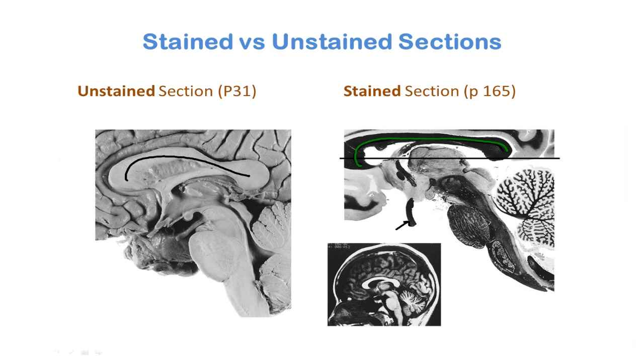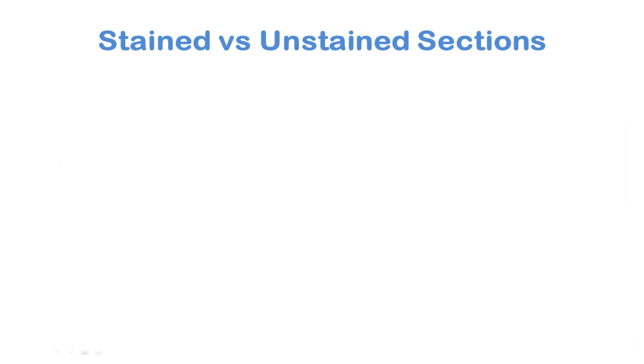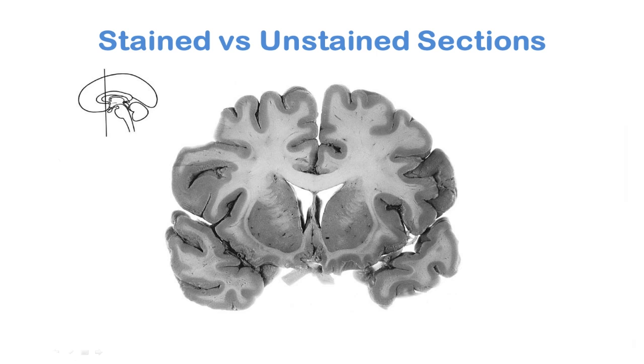If we look at the optic nerve in the left side section, this here is the optic nerve, and you can see in an unstained section that it is fairly lightly colored. So that's to contrast the difference between stained versus unstained sections. So now let's look at a few examples of what we've already looked at.